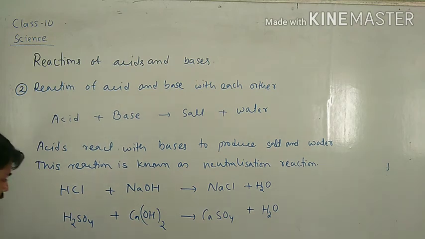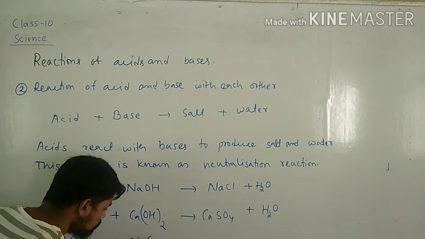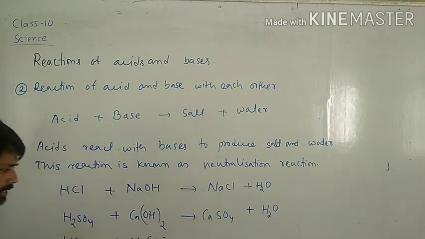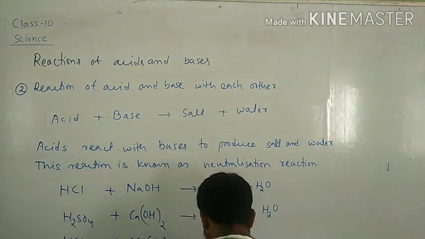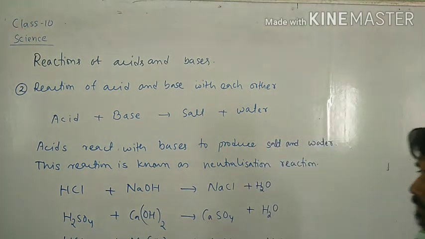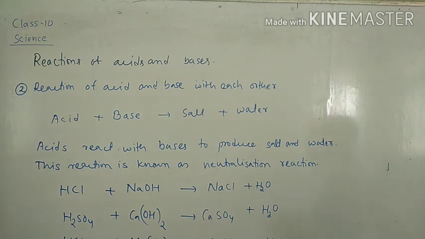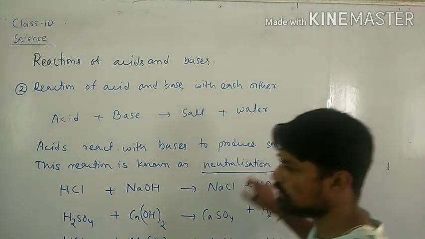Okay. Now see another example, HCl plus Mg(OH)2. Here what is the product? Salt is MgCl2 along with water. Okay. So you can see what happens when acid and base react with each other. When acid and base react with each other, they produce salt and water, and the reaction is known as neutralization reaction, since water is a product of this reaction.